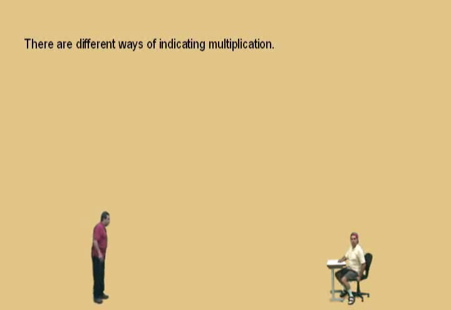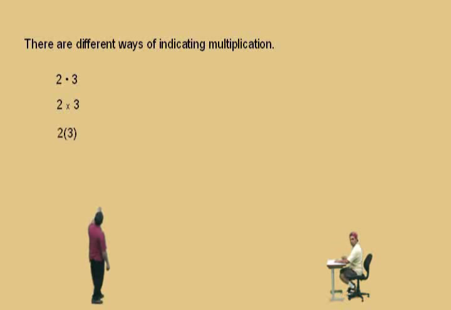Now notice, write this down, Charlie. There are different ways of indicating multiplication. Sometimes people use a dot, like that. That means 2 times 3. Some people, in most cases, use this little x, which means multiplication. Again, 2 times 3.